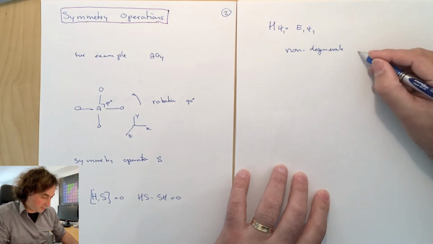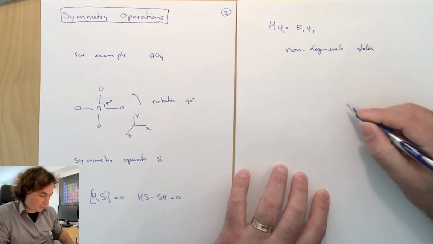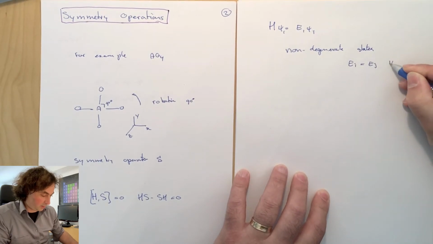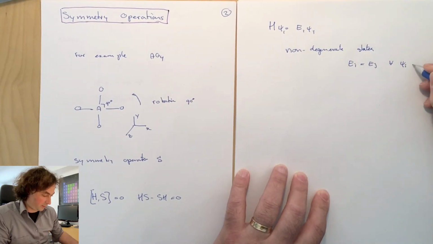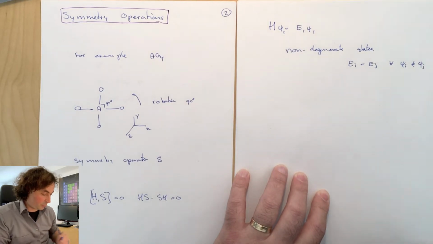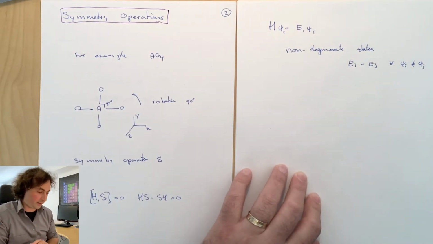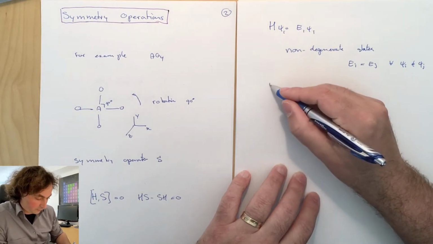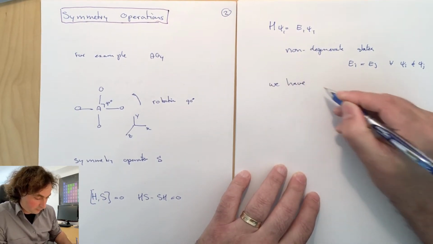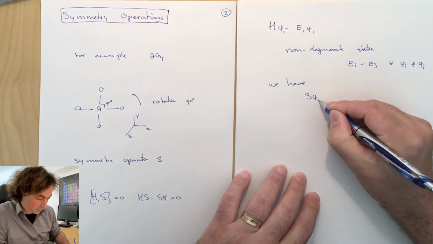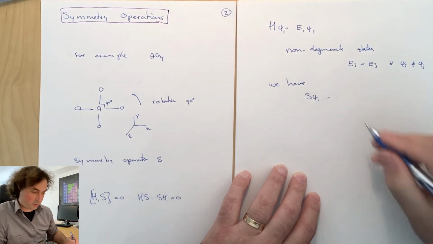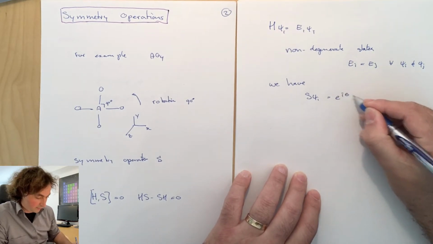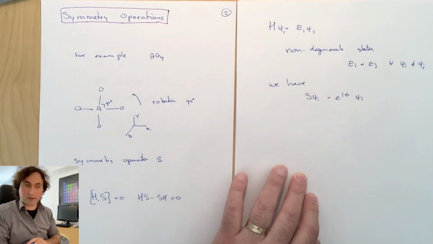So for non-degenerate states, such that E_i is not E_j for all psi_i not equal to psi_j, so we have a unique eigenenergy, we have that S psi_i is some phase e to the i theta times psi_i.